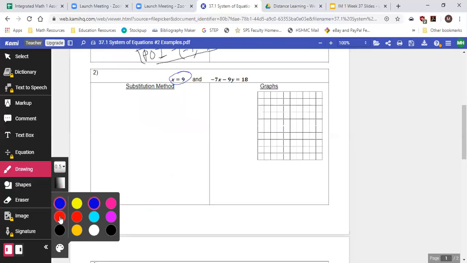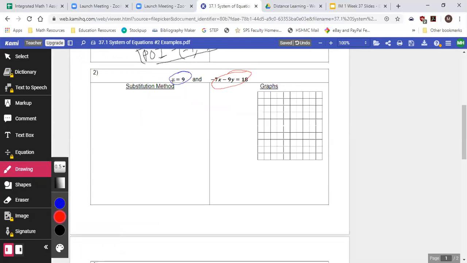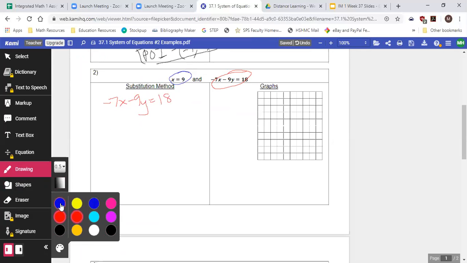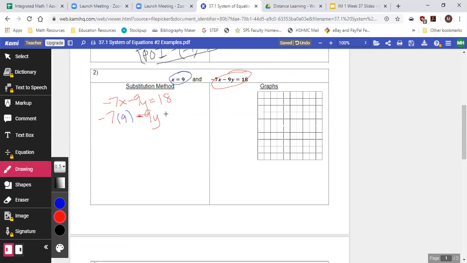Substitution method first. x equals 9 is one of our equations, and negative 7x minus 9y equals 18 is our other equation. So isolate for the variable. The first equation is already isolated for x. And then we plug it into the second equation, the other equation. So we have negative 7x minus 9y equals 18. Instead of writing x, I'm going to write in 9. So we substitute it in, and then I write the rest of the equation. Negative 7 times 9 minus 9y equals 18. Negative 7 times 9 is negative 63. Minus 9y equals 18.